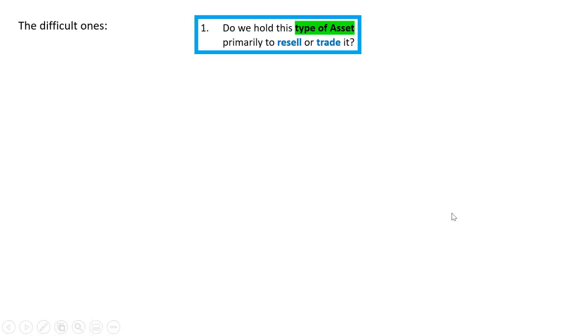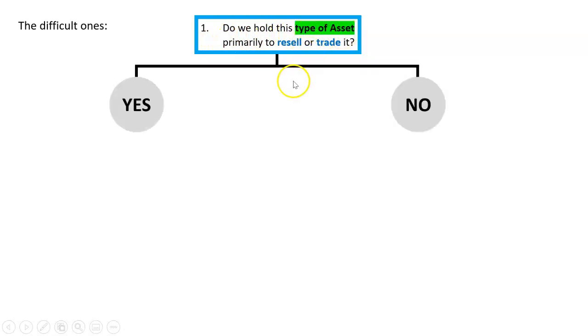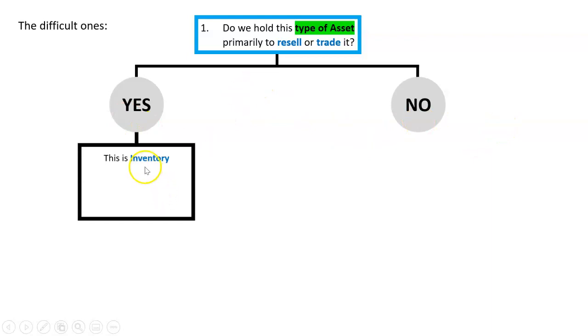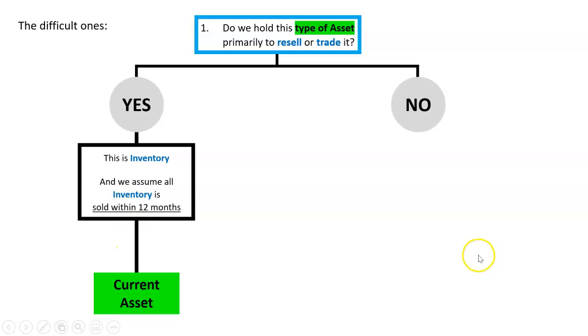Don't get too stressed. If it's something you're unsure about, you'll just get to know them. Cash, accounts receivable, inventory, always current. But for other things, just ask yourself, do we primarily hold this type of asset to resell or trade it? It's either a yes or no answer. If it's yes, then you call it inventory, and you assume all inventory is sold within 12 months, so you call it current.